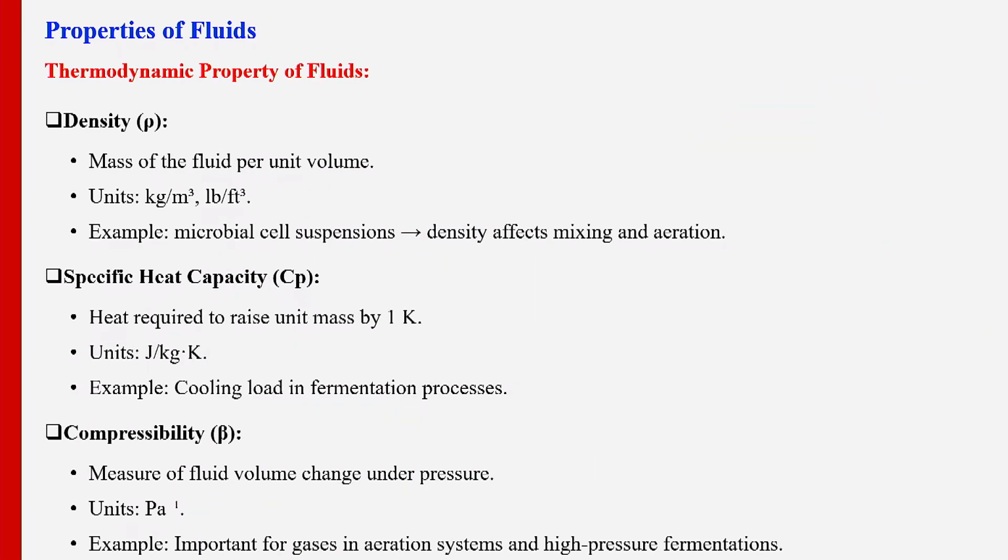Next is density, which is very simple. We always call density equal to m by v, mass by volume. We always write kg per meter cube, because we just now discussed some basic problems to understand this. We can use kg per meter cube or pounds per feet cube, but you should try to use SI units. Density matters especially for a microbial cell suspension, and density definitely affects mixing and aeration. So density is also very important here.